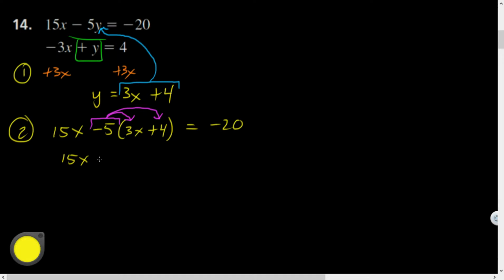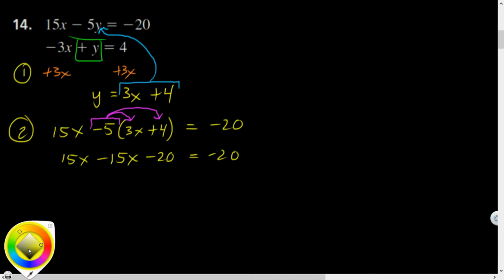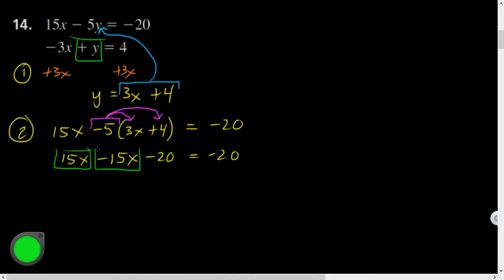Right? -5 times 3x is -15x. -5 times 4 is -20 equals -20. And notice when I go to combine like terms, yeah, I think this is going to be an infinitely many solutions. Yes.